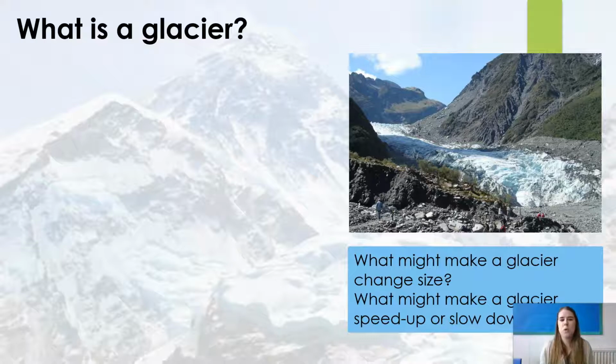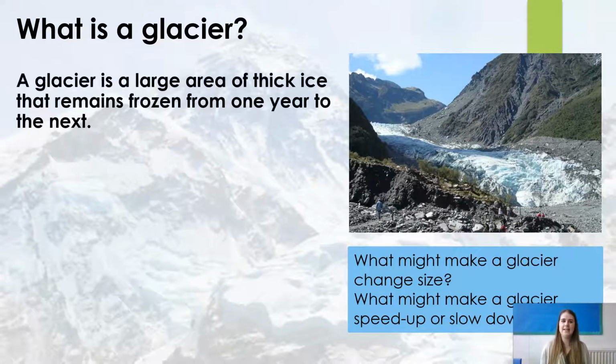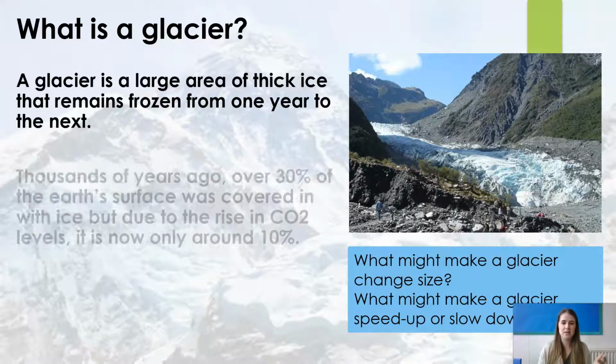So first of all, what is a glacier? Okay, now a glacier is a large area of really thick ice that stays frozen from one year to the next. Okay, sometimes it might get bigger, it might then get smaller, bigger and smaller, but it remains as a really large, thick piece of ice.